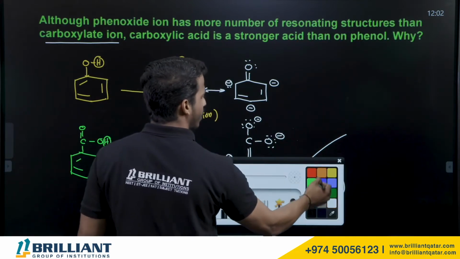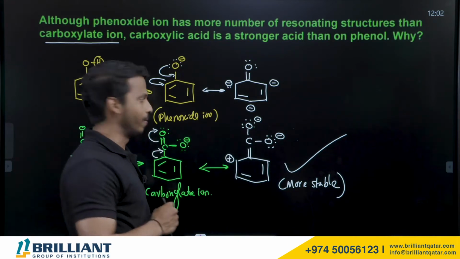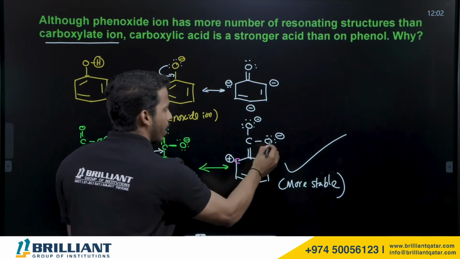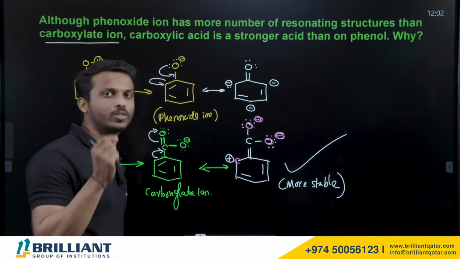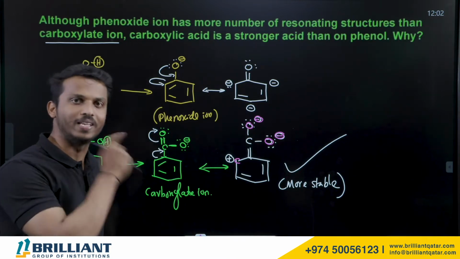Why? In this compound, you can see where the negative charge is located. See, in this resonating structure, carbon carries a positive charge. Both of the negative charges are on oxygen. Oxygen is a highly electronegative element. It prefers negative charge. It is highly stable.